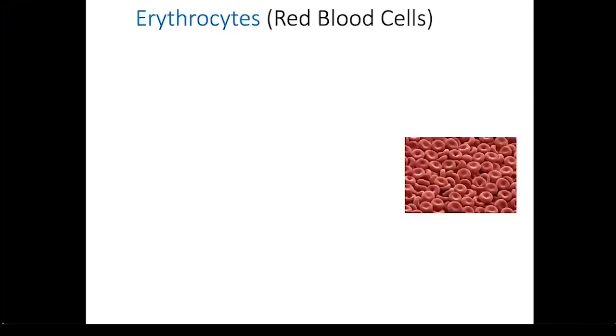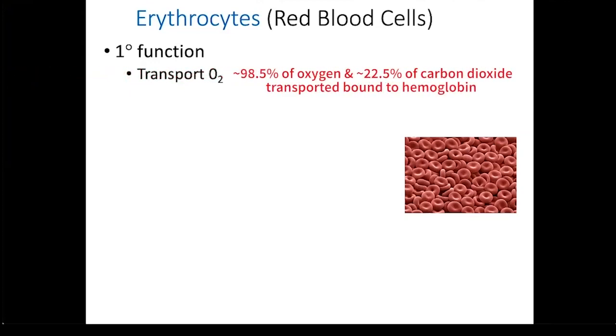Let's begin by looking at erythrocytes, or red blood cells. The primary function of a red blood cell is to transport oxygen. Its structure will reflect this function. Let's look at the anatomy of a circulating mature red blood cell.